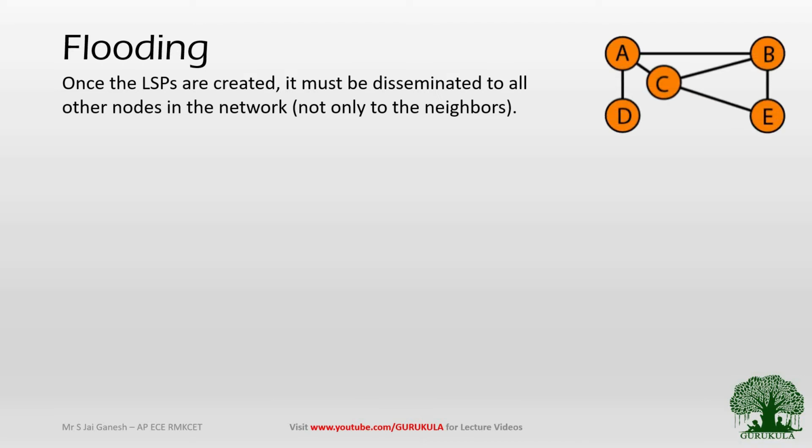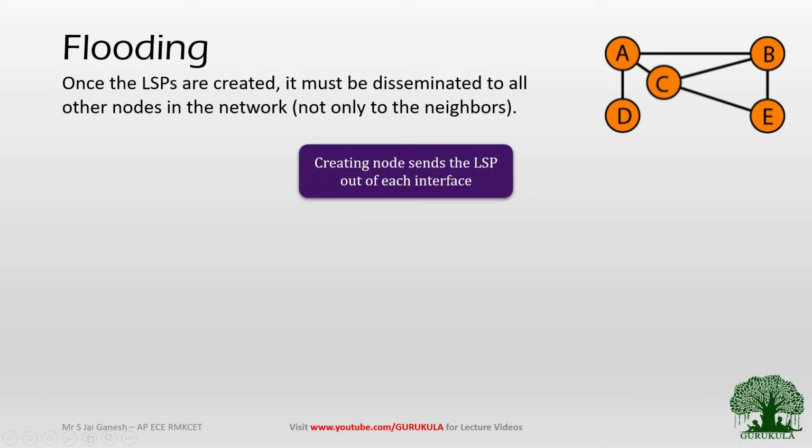So let us keep this particular network in mind, and then we will see that the node creates the LSP, and then it will send the LSP out of each interface. Just keep in mind, the creating node will send the LSP out of each interface. Let us assume in this figure that A is creating its LSP. So let us assume that this is the LSP of A. Now A becomes the creating node, and A has created its LSP packet, and we very well know what will be the content available in this particular packet.